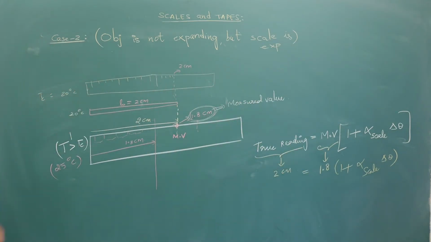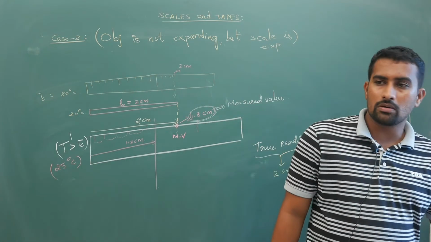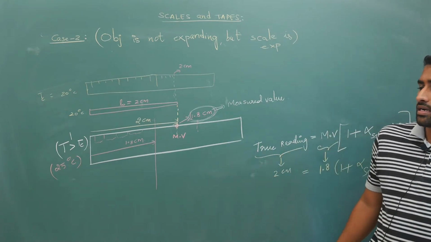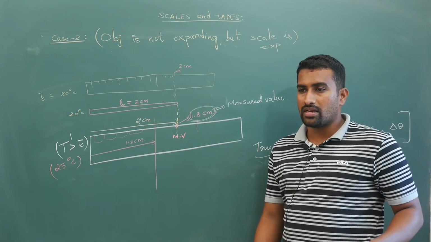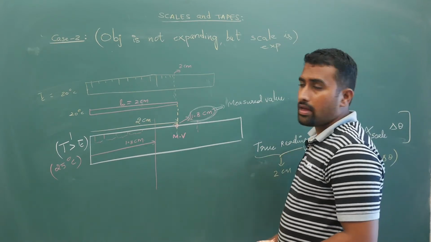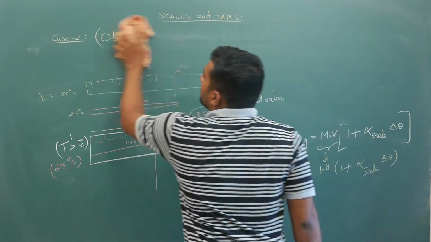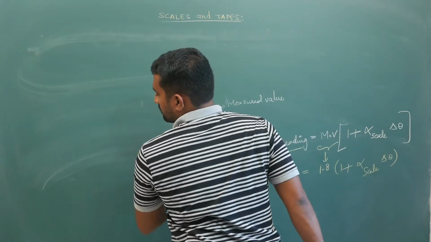In this case, what is happening? Your object is not expanding, only the scale is expanding, only the scale's temperature has been changed. Right? This is your second case. Many books, these formulas and all will be confusing and you will not understand. You have to copy it down very carefully, because while solving the questions you will often make mistakes. Okay, next, case 3, when both object and scale expand.